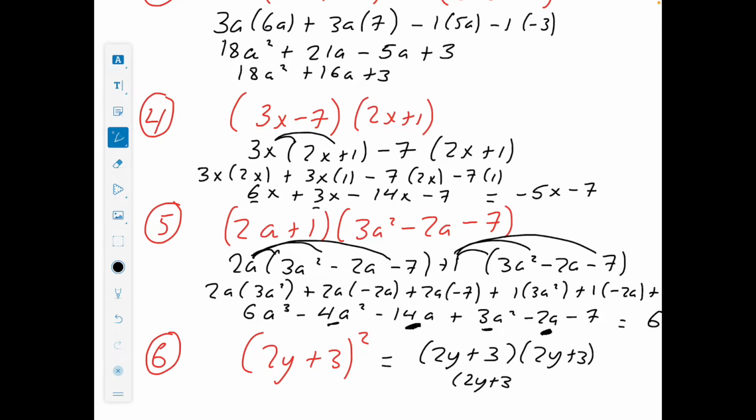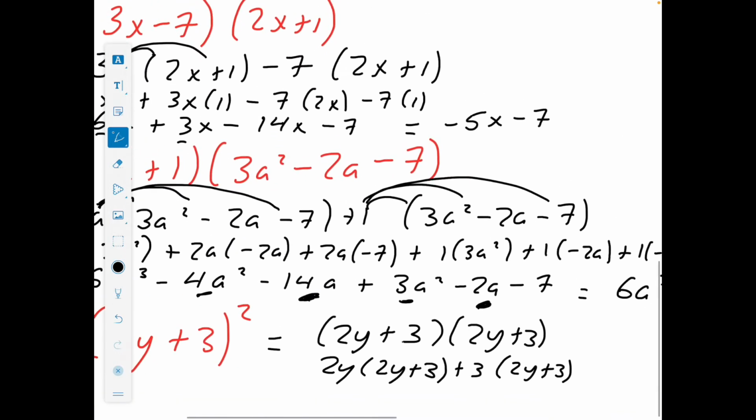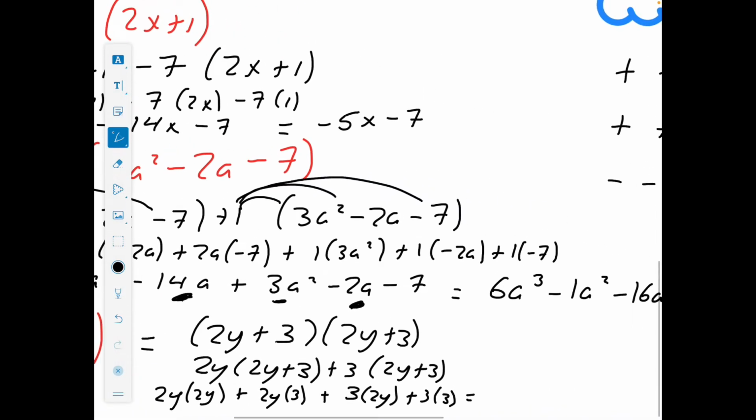Okay, now we're back to example 4 and 5 with 2 brackets being multiplied together. So just write down the second bracket twice. Now here they're both the same, but we'll just stick with our same rule and split up the first bracket. Okay, so that's going to give me 2y by 2y plus 2y by 3 plus 3 by 2y plus 3 by 3. I'm going to multiply that out.